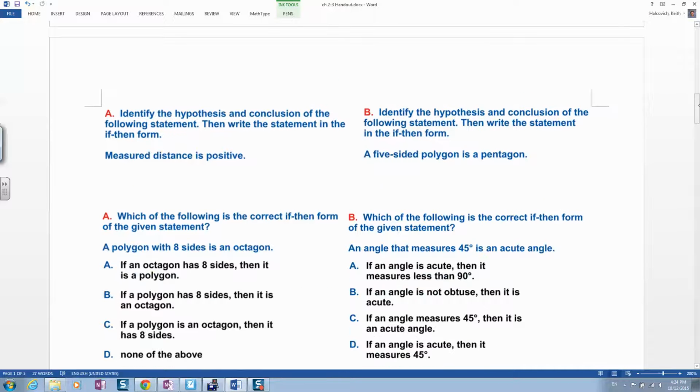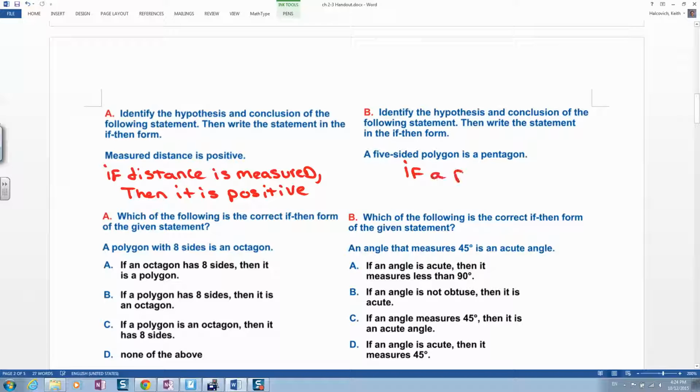All right. Now it wants you to write it in if-then form. If distance is measured, then it is positive. That is if-then form.